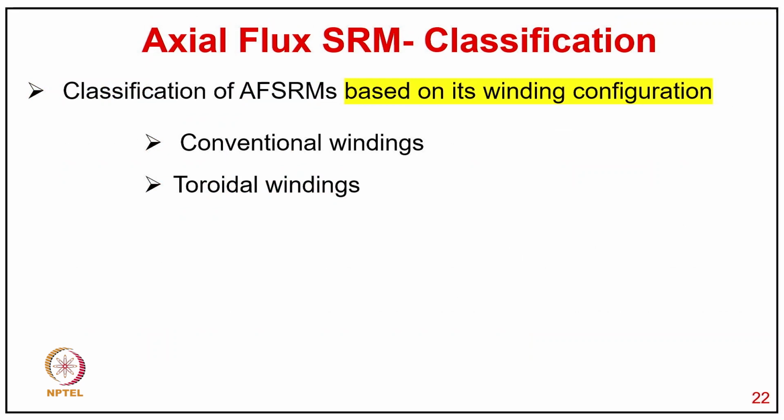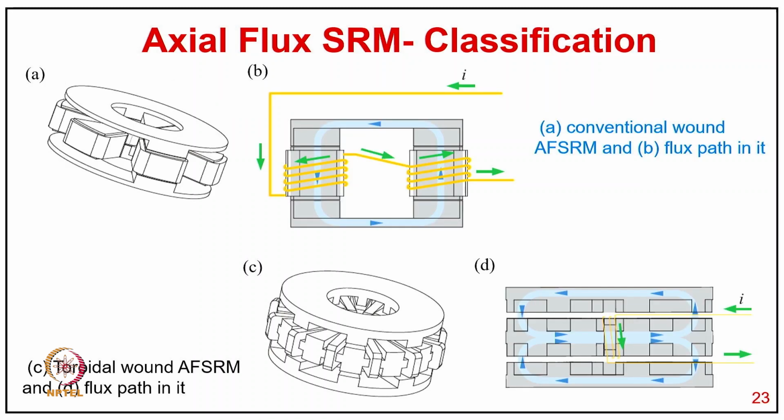Now coming to the classification of axial flux machines based on winding configuration, we can have a conventional winding or a toroidal winding. You can have a look at how a conventionally wound axial field machine has its winding put in and what the flux path looks like, and likewise how a toroidal wound axial field reluctance motor and its flux path look. So you can see the flux path in both machines.